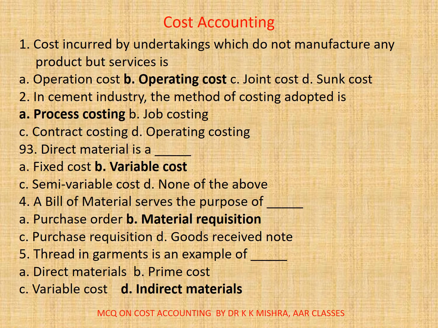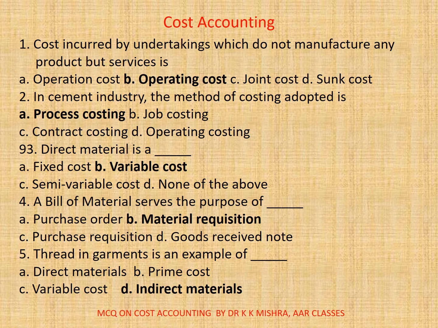Question number 1. Cost incurred by undertaking which do not manufacture any product but services is A. Operation cost, B. Operating cost, C. Joint cost, D. Sunk cost. The correct option is B. Operating cost. 2. In cement industry, the method of costing adopted is A. Process costing, B. Job costing, C. Contract costing, D. Operating costing. Correct option is A. Process costing.